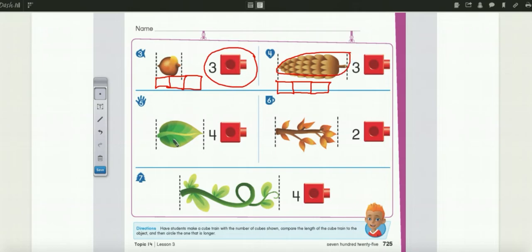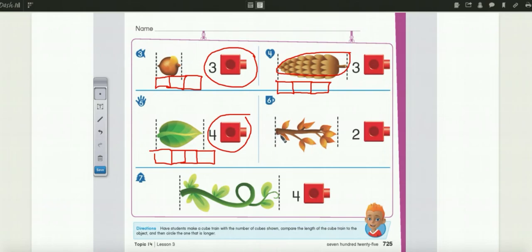Let's move on to number 5. We have a picture of a leaf and 4 cubes. Can you tell me which one you think is going to be longer? Let's check. 1, 2, 3, 4. Yes, the cube train is longer than the leaf. Let's see the next one.